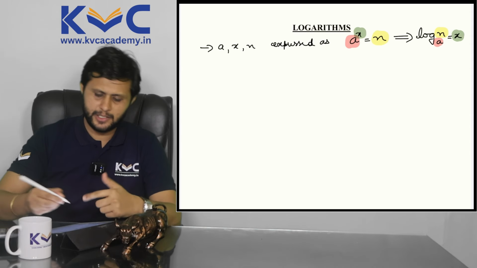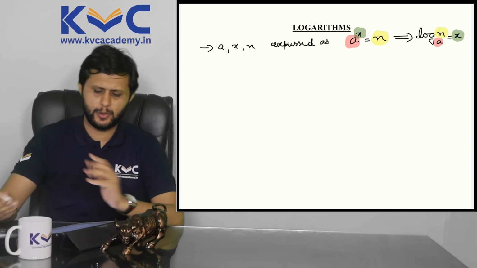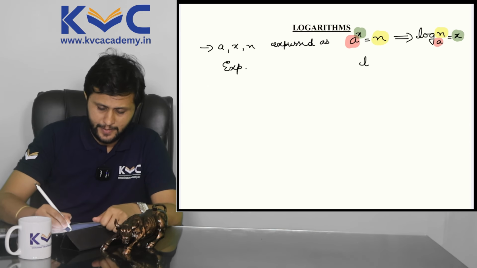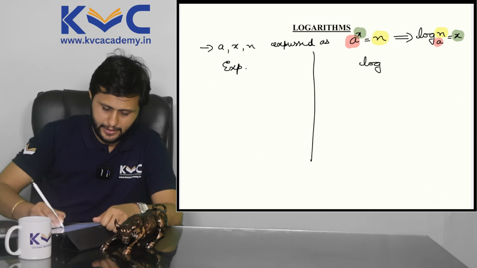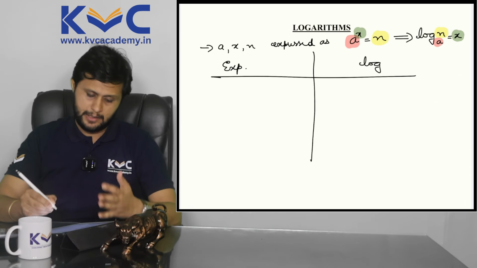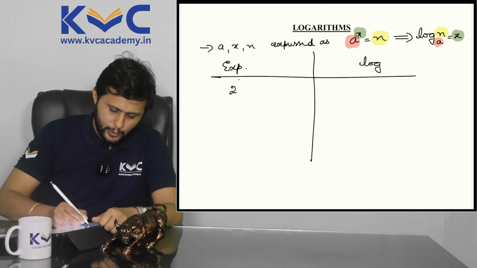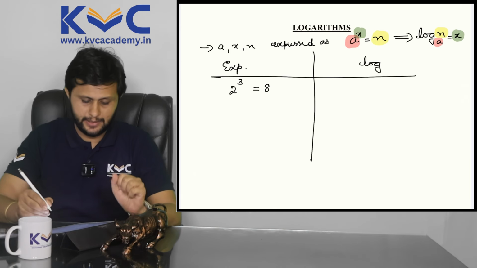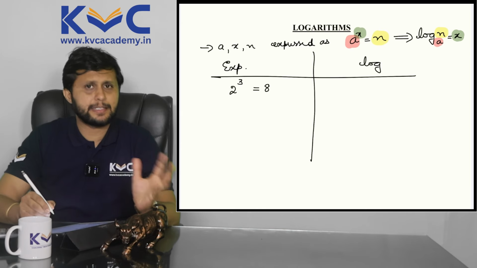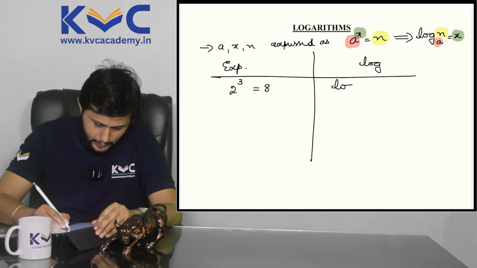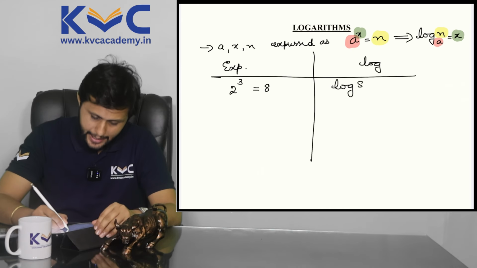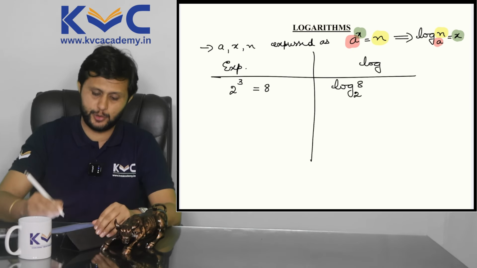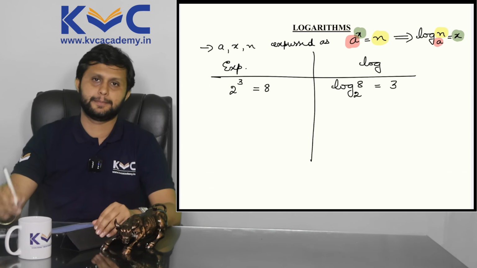Now I'll take a few numbers just to understand this exponential form to logarithm form. Couple of examples. This is exponential form, this is logarithm form. I can have a small table. We'll take the simplest one, 2 to the power 3. How much is that equal to? 8. 2 to the power 3 is equal to 8. If I have to express this in logarithm form, logarithm of 8 to the base 2 is equal to 3.